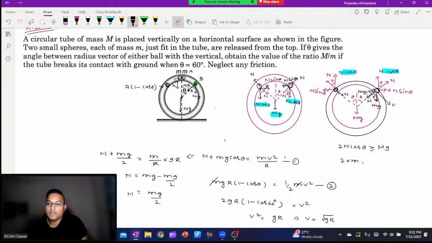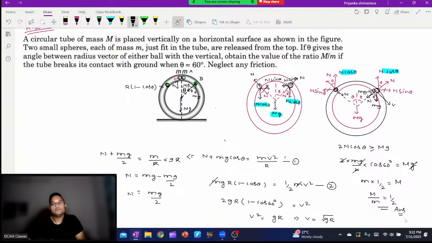2 into mg by 2 into cos 60 is equal to capital Mg. g will get cancelled. m into half is equal to capital M. So they are asking the capital M by small m ratio. So it will be 1 by 2. This is your answer. This is the circular motion equation, and this is the law of conservation of energy.